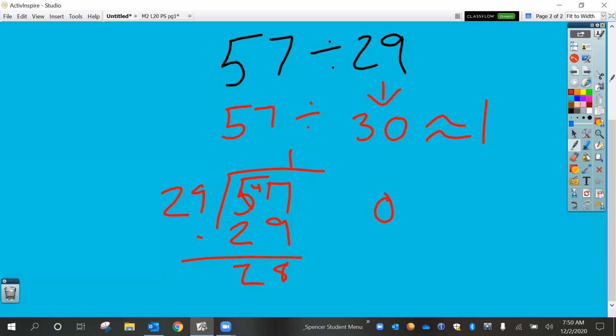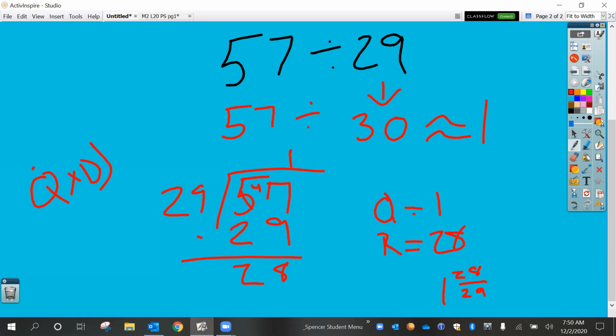Where was I? Oh, yeah, I was writing my quotient. Quotient is 1, remainder is 28. So close to being another whole. Our fraction would be 1 and 28 over 29, just to show us that knowledge. Great, let's do quotient times divisor plus remainder.